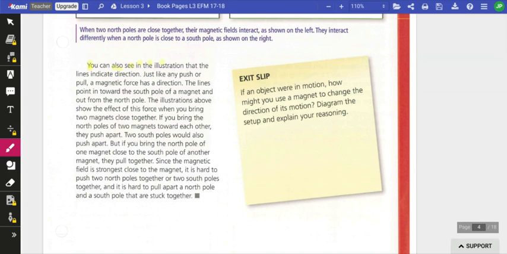You can also see in the illustration that the lines indicate the direction. Just like any push or pull, magnetic force has a direction. The lines point in toward the South Pole of a magnet and out from the North Pole. The illustrations above show the effect of this force when you bring two magnets close together. If you bring the north poles of two magnets toward each other, they push apart. Two south poles would also push apart. But if you bring the north pole of one magnet close to the south pole of another, they pull together.